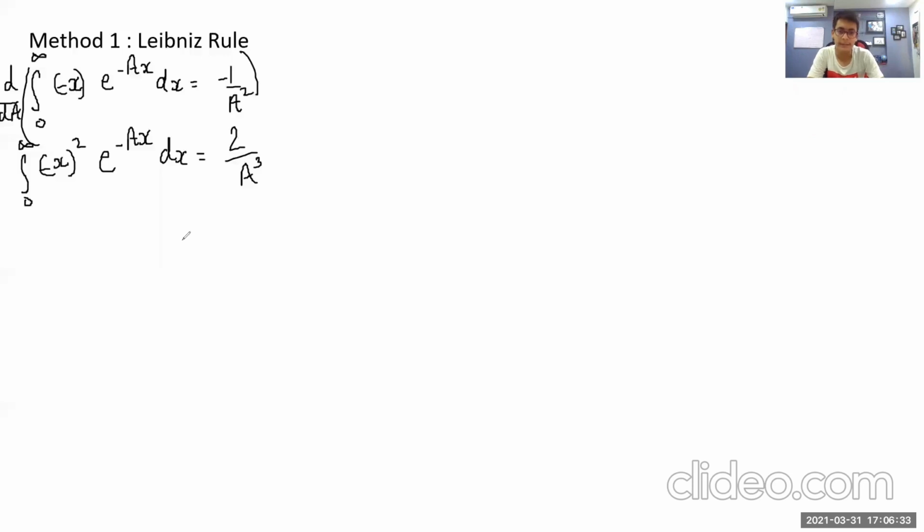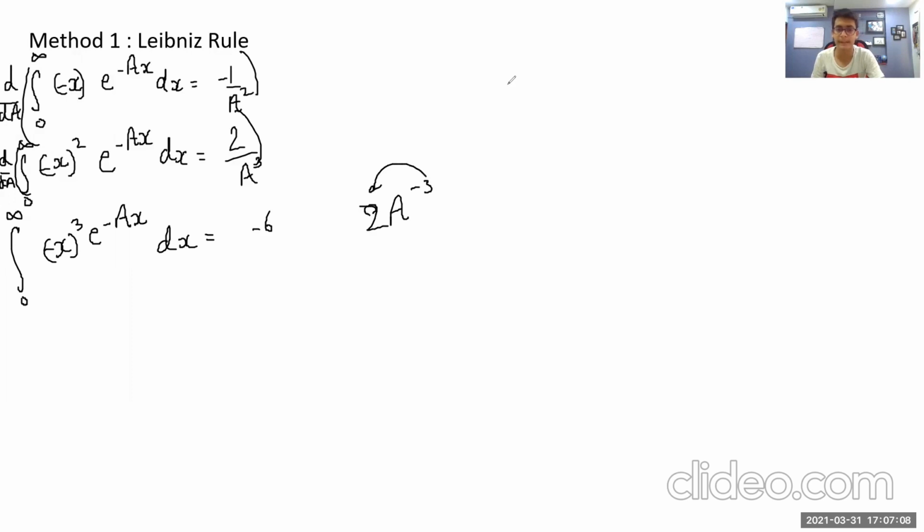Okay, sorry about that, and we continue. So now let us differentiate again, and let's see if you all can find a pattern. So again, if we differentiate on both sides, this becomes minus x whole cubed. The minus x just comes over due to the rule, and now this will become minus 6 because it's 2 times a to the minus 3, and 2 times minus 3 is minus 6, and the denominator is just a to the 4.